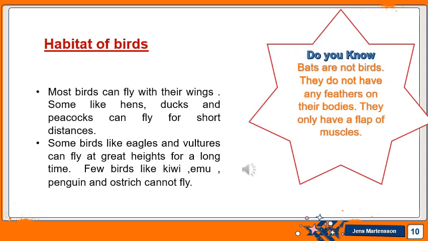So children, most birds can fly with their wings. Some like hens, ducks and peacocks can fly for short distances. And some birds like eagles and vultures can fly at great heights for a long time. And some birds are flightless birds. They cannot fly. Examples of these birds are kiwi, emu, penguin and ostrich.